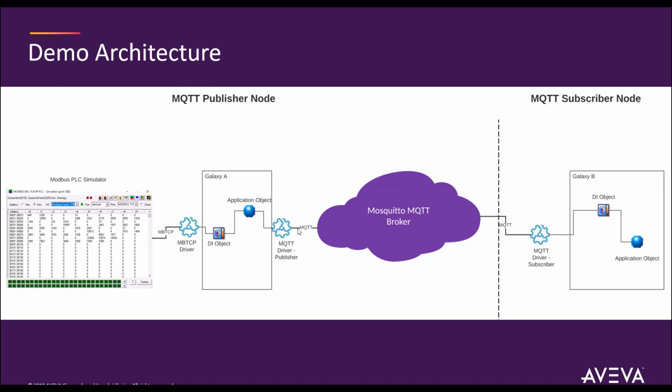Then we'll configure a publisher for the MQTT driver to that application object to send that data to our Mosquitto MQTT broker, which is a free on-premise broker from the Eclipse Foundation. And then in our subscriber node, we'll configure the MQTT driver to act as a subscriber and have our second independent Galaxy consume that information, and we'll be able to view that data on a separate application object. So let's take a look.